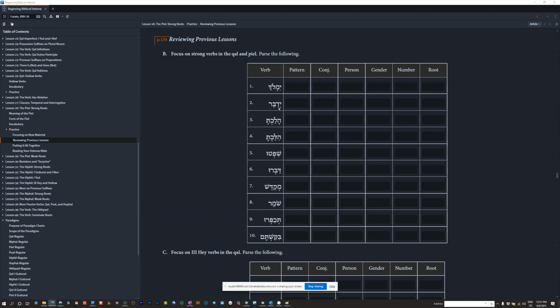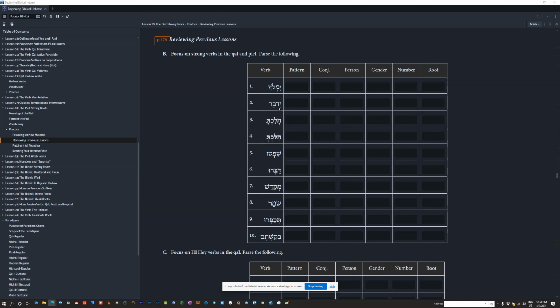Number six, we've got R1 is going to be a patach. That is a sign of the PL. Now, it's not a sign of the PL in the perfect. In the perfect, the sign of the PL is an R1 hireq. But here I've got an R1 patach. That is a sign of a PL imperative or a PL infinitive. The shureq here tells me it's imperative 2MP. So we've got PL imperative 2MP from Dabar.